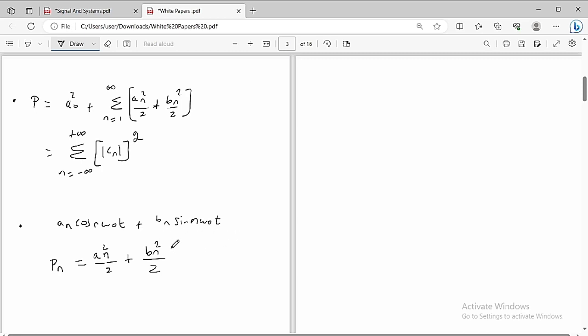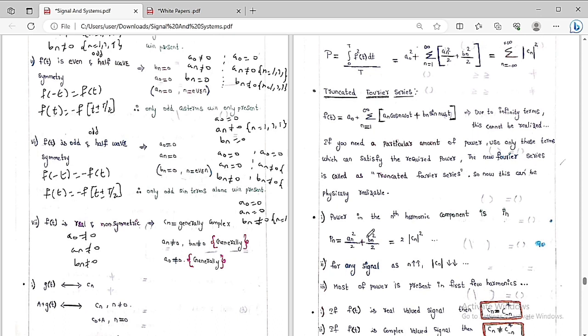In this form, I want to find the amount of power which is present. Then it is called the nth harmonic power, which is the RMS value whole square plus RMS value whole square, which is An by root 2 whole square plus Bn by root 2 whole square, which is nothing but An square by 2 plus Bn square by 2. So this is the power which is present in the nth harmonic component.